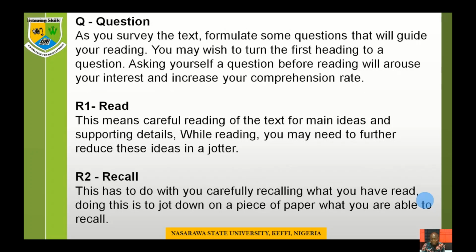The next thing is question. Q stands for question. SQ4R. As you survey the text, we expect that you formulate some questions that will guide your reading. How do you do this? Turn the first heading to a question. Asking yourself a question before reading will arouse your interest and increase your comprehension rate.